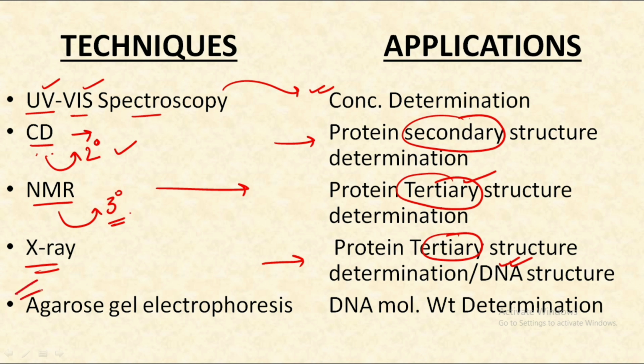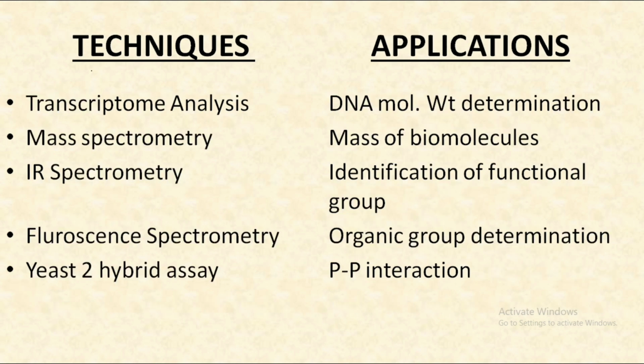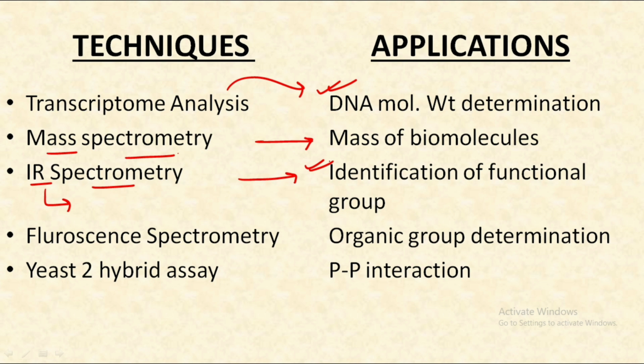Then we have agarose gel electrophoresis, which is used for the DNA molecular weight determination. Then we have transcriptome analysis technique, which is mainly used for the DNA molecular weight determination. Mass spectrometry is used for the analysis of the mass of the biomolecules. IR spectrometry, that is infrared spectrometry, is mainly used for the identification of the functional groups.